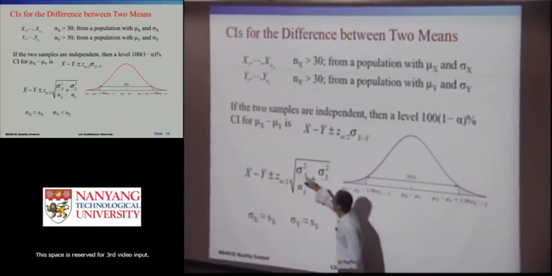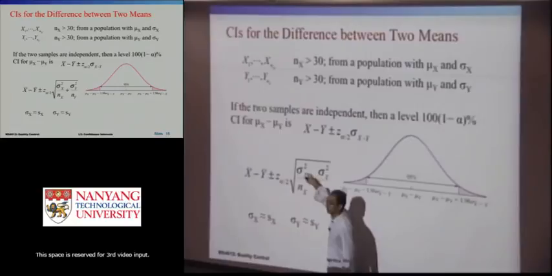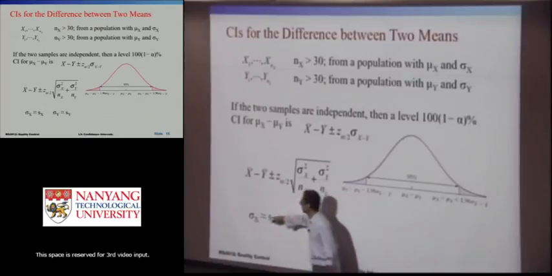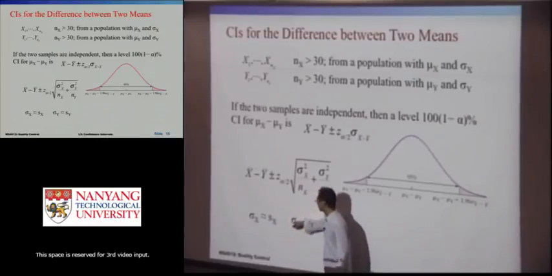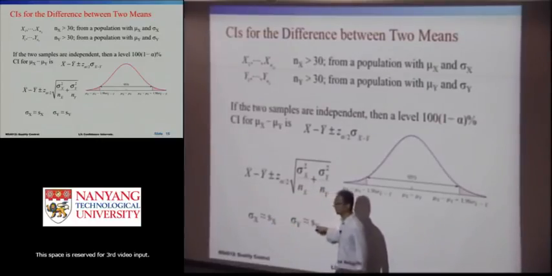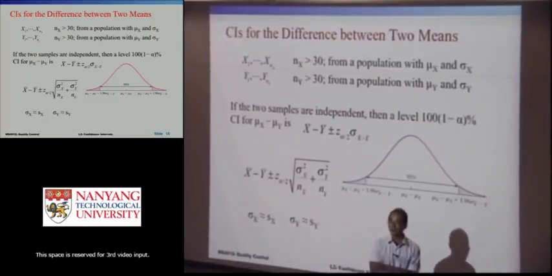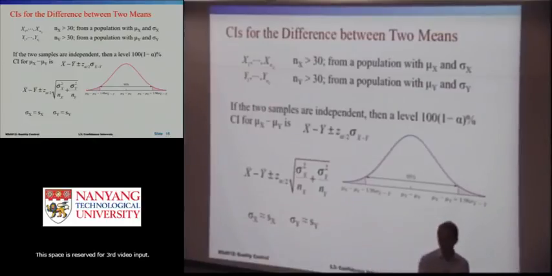So here we need two standard deviations. One is the standard deviation of population 1. This is the standard deviation of population 2. We get sigma x approximately by this sample standard deviation from population x. This is the sample standard deviation from population y. Basically, the concept is the same. It just changes the random variable from x bar to x bar minus y bar.